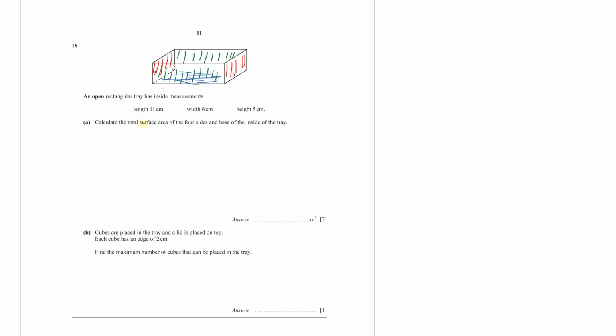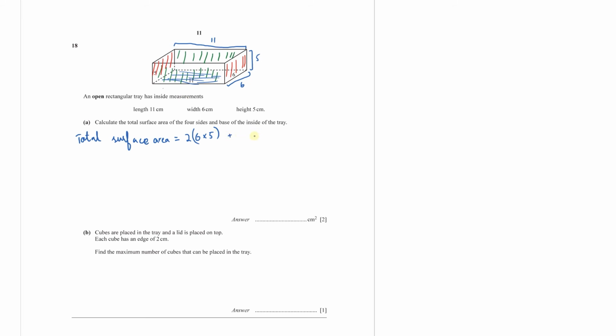So let's calculate the surface area. For these red ones, your width is 6 and your height is given here, which is 5. So total surface area would be, let's start with these red sides. This one is 6 into 5, and then you will multiply it with 2 since there are two such sides. And then if you look at this green one here, this length here is 11 and this height is 5, or this front one, this is 11 and this is 5.